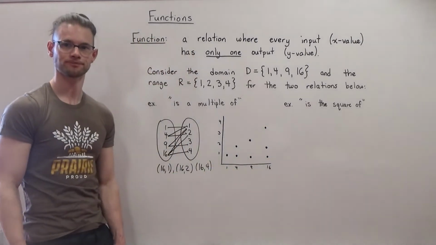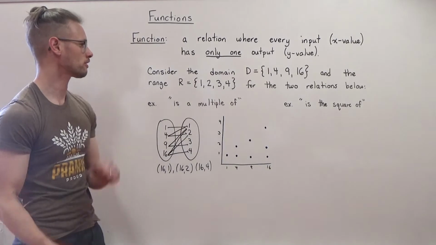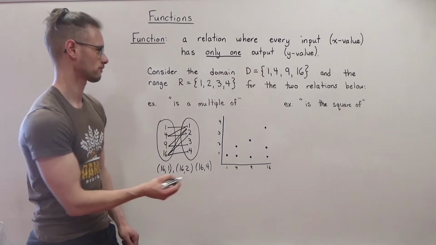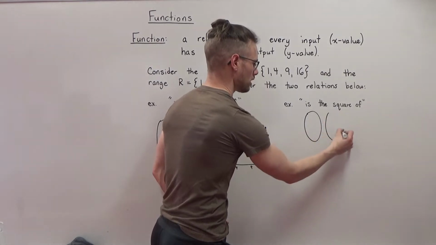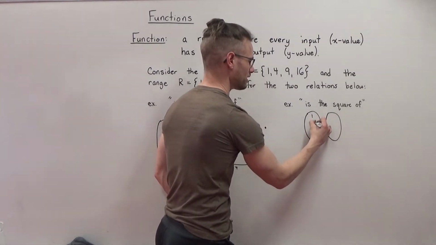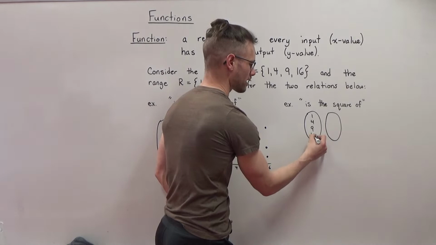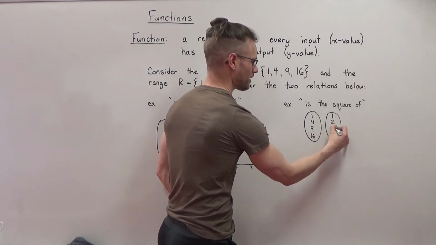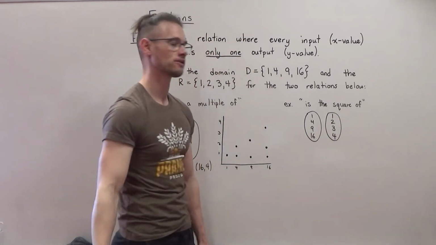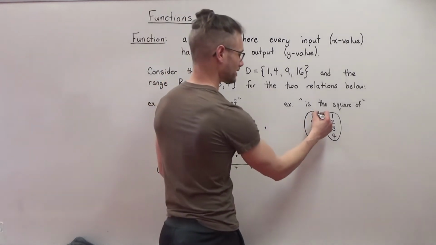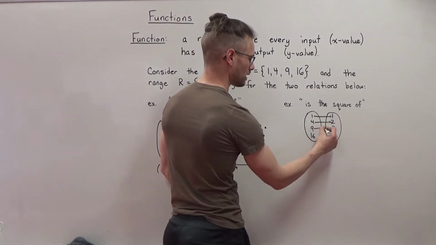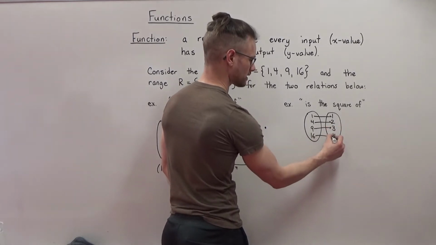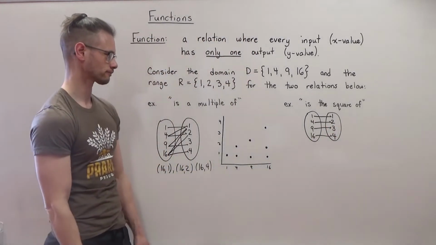Now, to show the relationship, over here is "the square of." So if I were doing an arrow diagram and trying to show the relationship, again, I would need to put all of my domain values in the left, all my range values in the right. And in this case, 1 is the square of 1, 4 is the square of 2, 9 is the square of 3, 16 is the square of 4.